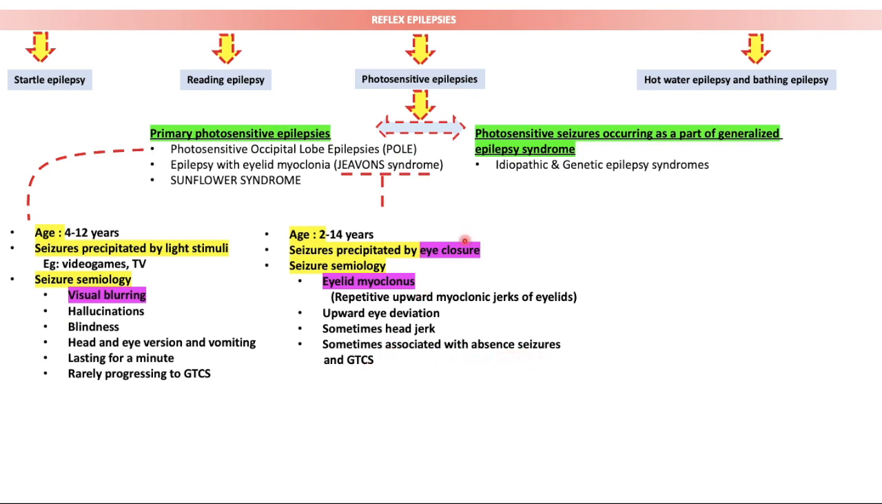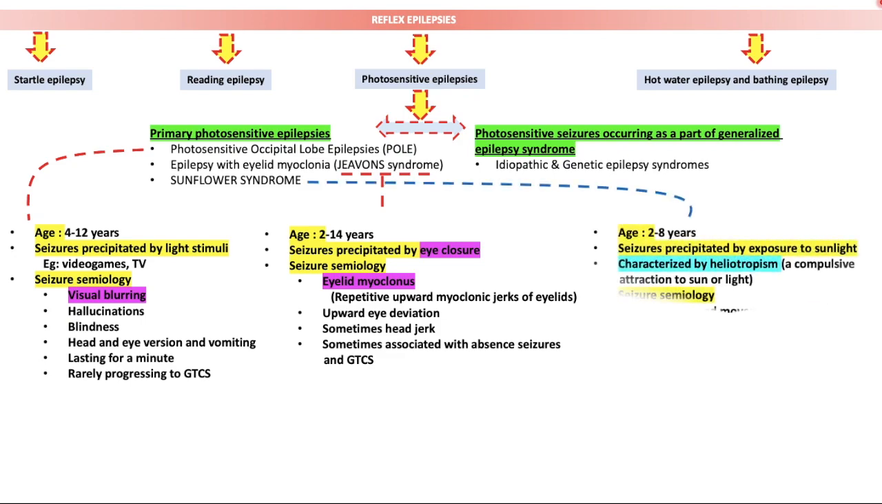So classically, the child will have, upon closure of the eyes, eyelid myoclonus, which is characterized by repetitive upward myoclonic jerks of the eyelids, then upward eye deviation, and sometimes they may have head jerk and may progress to GTCS sometimes. Then the other syndrome of photosensitive epilepsy is the sunflower syndrome. The age group is 2 to 8 years.